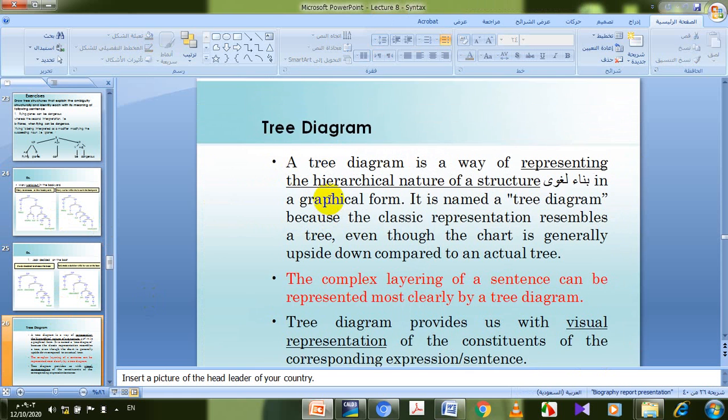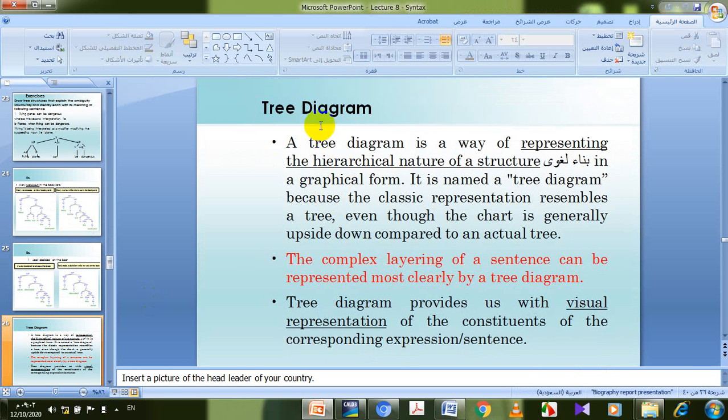Tree diagram. A tree diagram is a way of representing the hierarchical nature of a structure, the linguistic structure, in a graphical form. It is a way of representing the hierarchical nature because it takes the form of a hierarchy. So it represents the hierarchical nature of a structure in a graphical form.